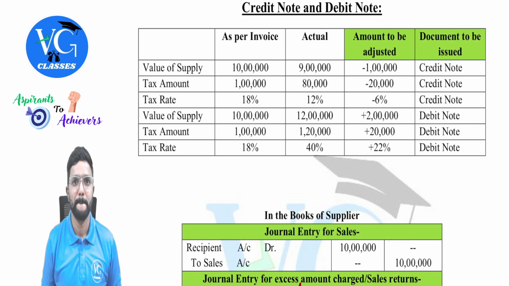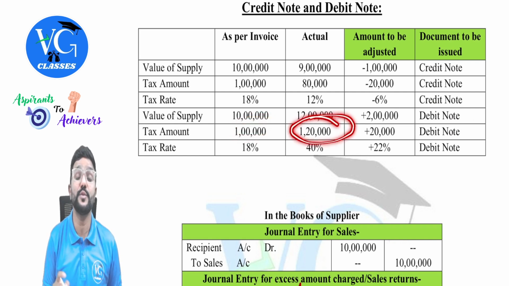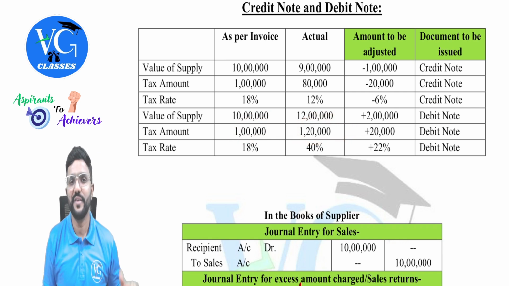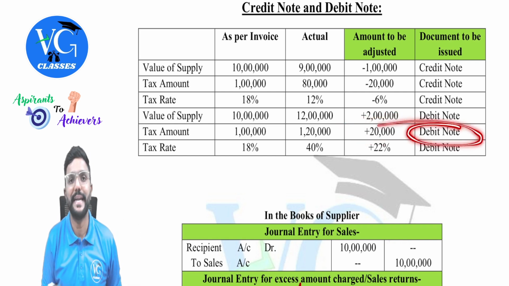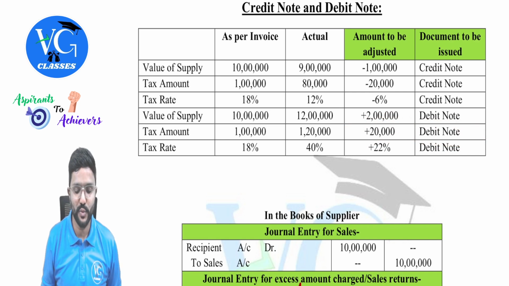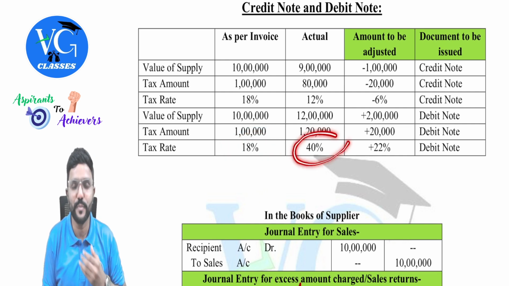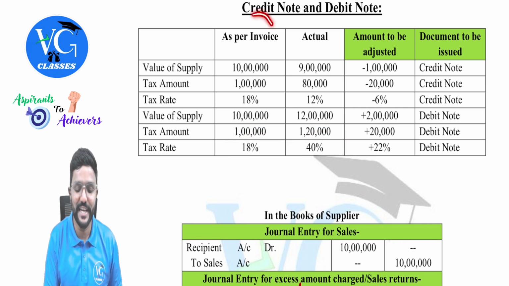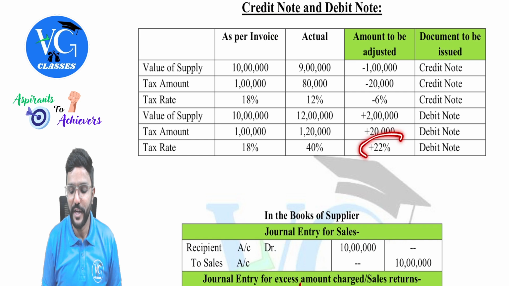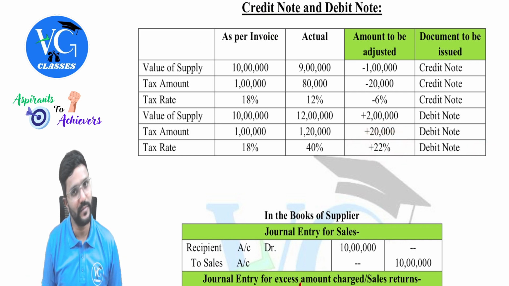Debit note. Or else the tax amount charged in the invoice is 1 lakh, but actually it was supposed to be 1 lakh 20,000. So we have charged less 20,000. So for the remaining 20,000, whatever short we have charged, we need to issue what? Debit note. The last one is, assume the tax rate charged in the invoice is 18%, but actually it was supposed to be 40%. So it is less charged in the invoice. So for 22%, we need to issue debit note. That is the difference. Got it?